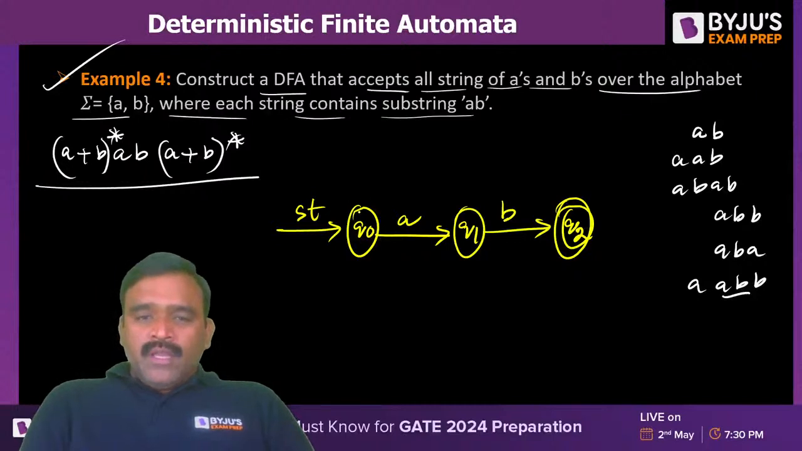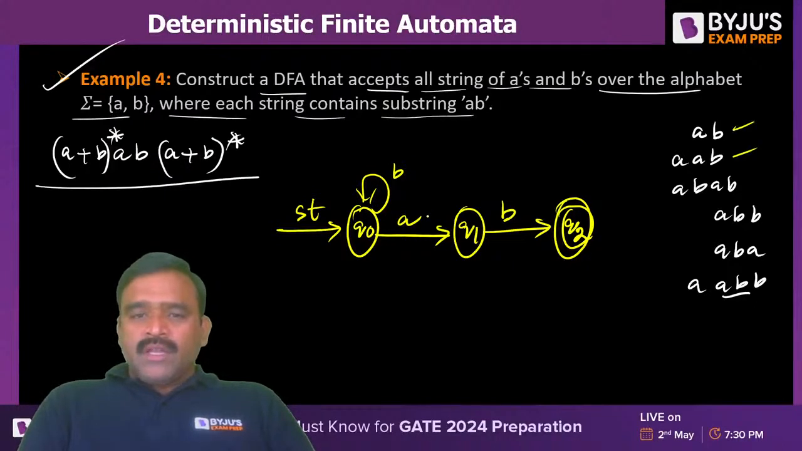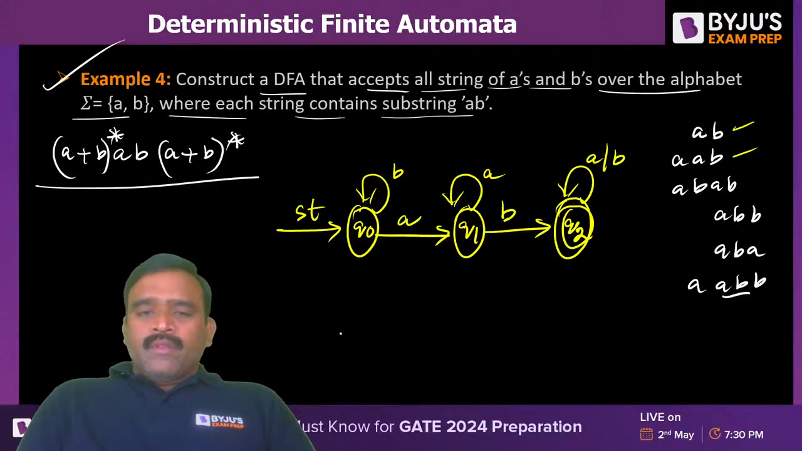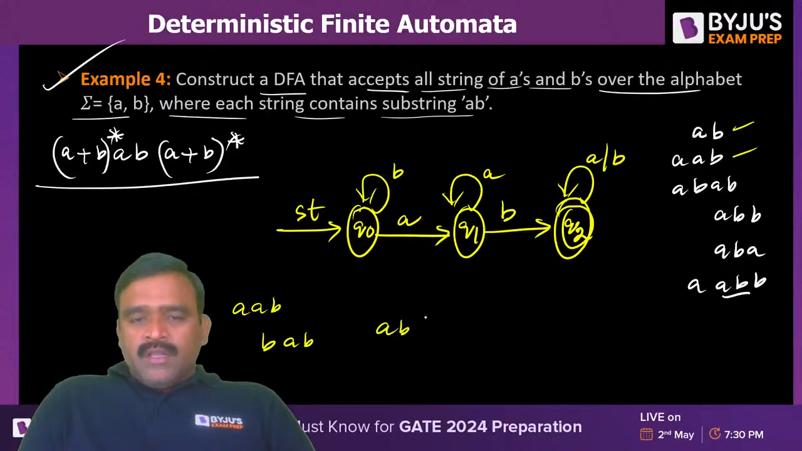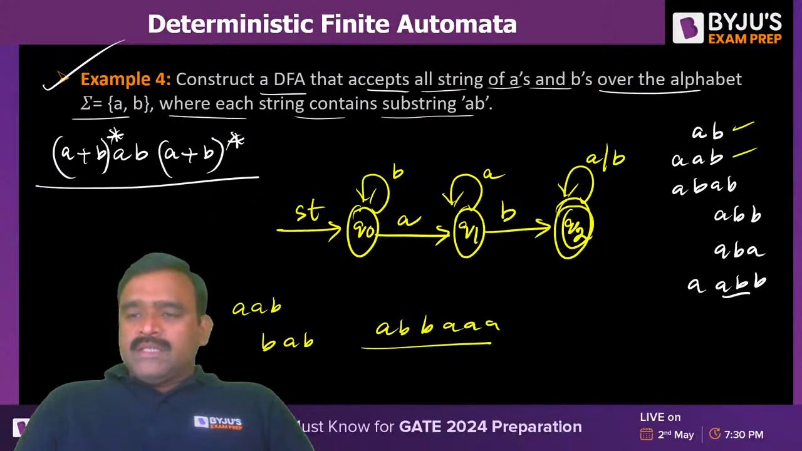And before AB, any number of B's we can take. So B we can give a self loop. And even a string like AAB can also be accepted. A we can give as a self loop here. Then after AB, any combination of A's and B's we can take like this. If I don't give a self loop, we can't get a string like AAB. Even BAB is also accepted. AB, BA, AA for example, it won't accept. No dead state is required here.